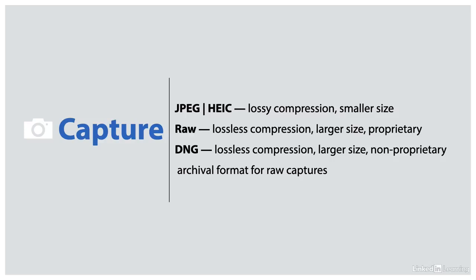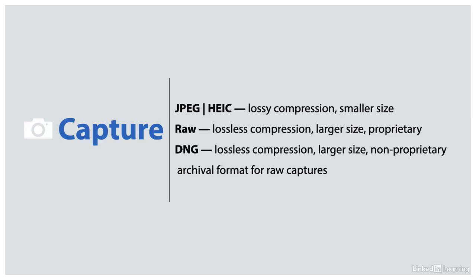Most camera manufacturers have their own proprietary RAW file formats. For example, Nikon RAW files have the .NEF file extension. Canon uses CR2 or CR3. Sony uses ARW, but they're all still considered RAW files.